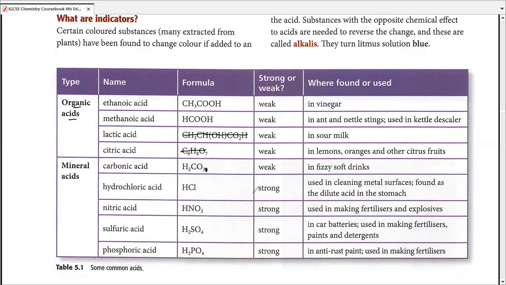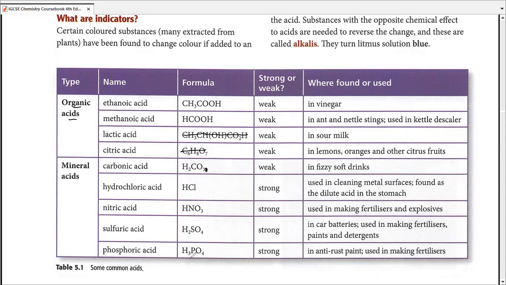Hydrochloric acid, HCl, we already know that's a strong acid that's actually found as a dilute acid in the human stomach. Apart from that, it's also used to clean metal surfaces. Nitric acid, HNO3, is a strong acid used in making fertilizers and explosives. Sulfuric acid, H2SO4, the king of acids. Strong acid used in car batteries, used in other kinds of batteries, used in making fertilizers, paints, detergents. The list goes on. It is actually used to make a lot of stuff.